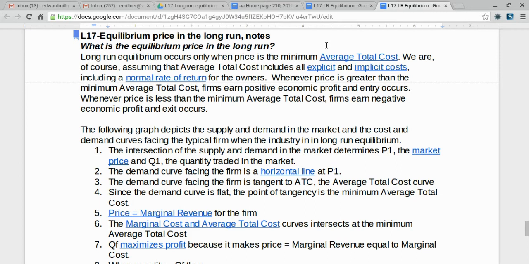Long-run equilibrium occurs only when price is the minimum average total cost. We are, of course, assuming that average total cost includes all explicit and implicit cost, including a normal rate of return for the owners. Whenever price is greater than the minimum average total cost, firms earn positive economic profit and entry occurs. Whenever price is less than the minimum average total cost, firms earn negative economic profit and exit occurs.